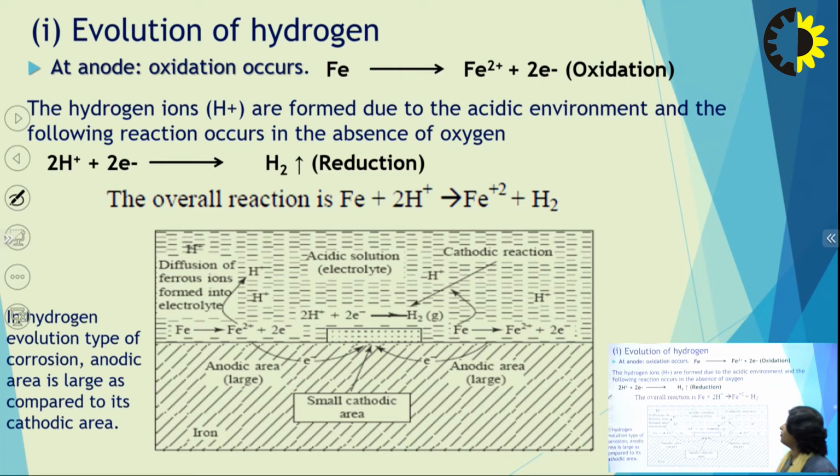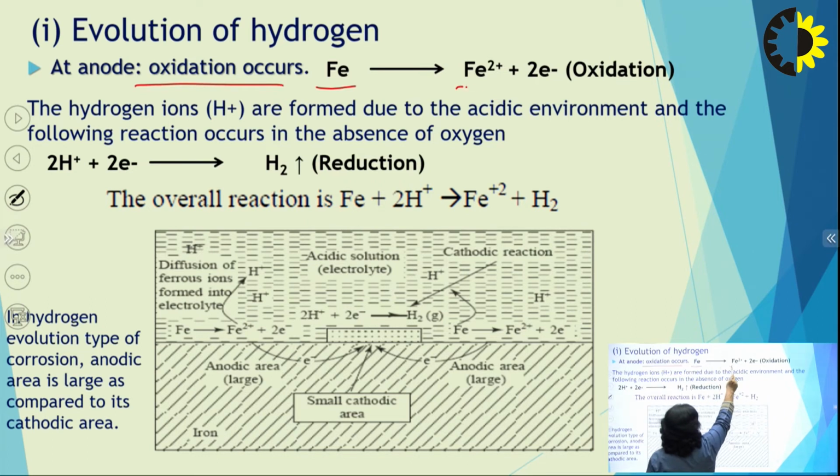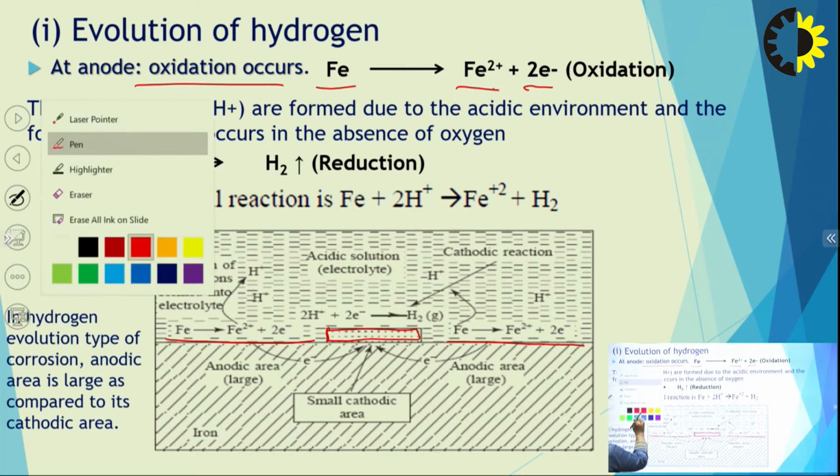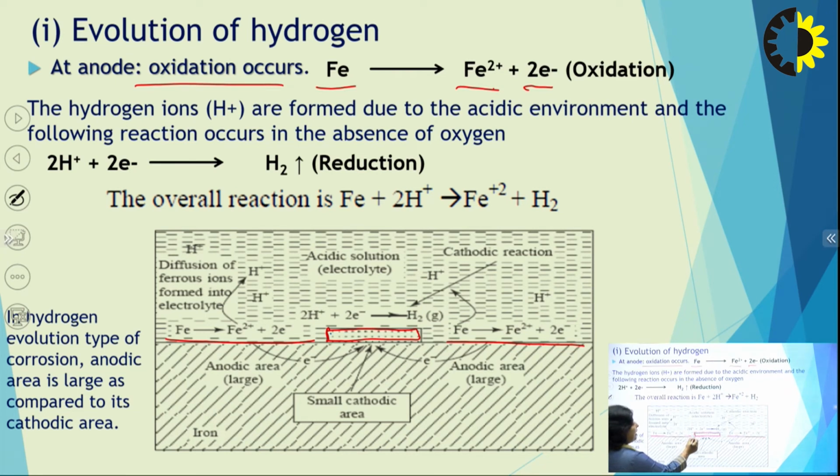First, we see the evolution of hydrogen type of corrosion. The basic points will be the same. At the anode, oxidation occurs. What is corrosion? At the anode, corrosion occurs. Iron will convert into Fe2+ by losing 2 electrons. In the case of evolution of hydrogen type, there is a small cathodic area and a large anodic area.